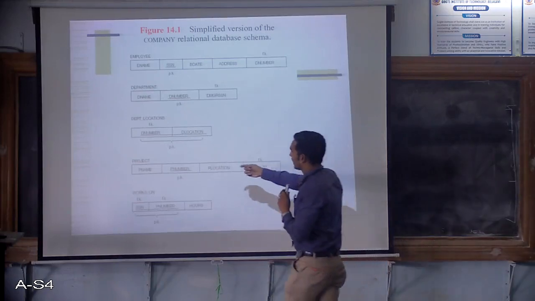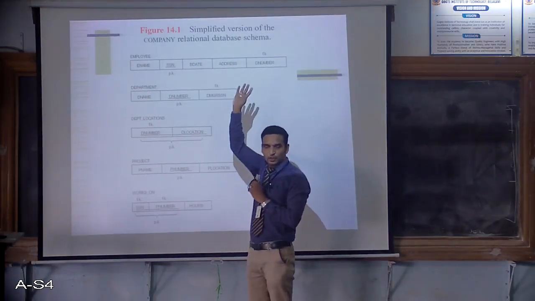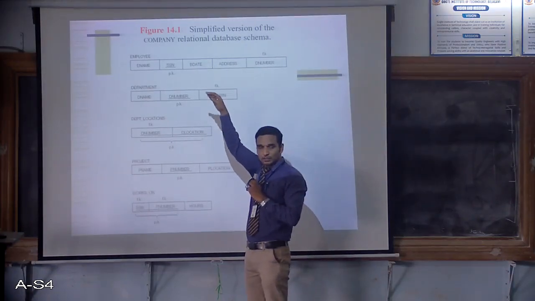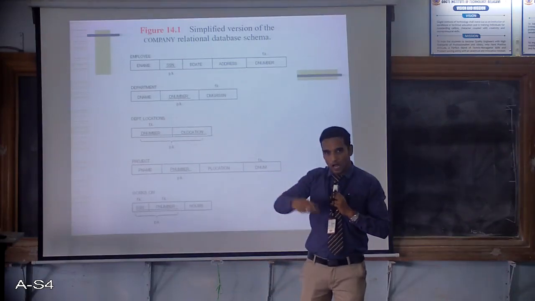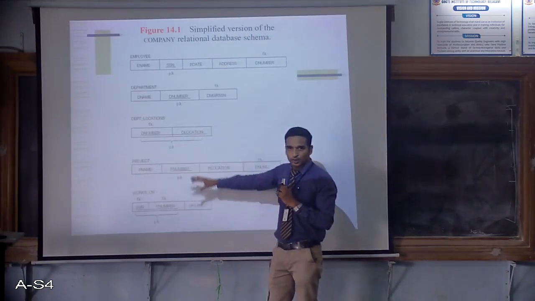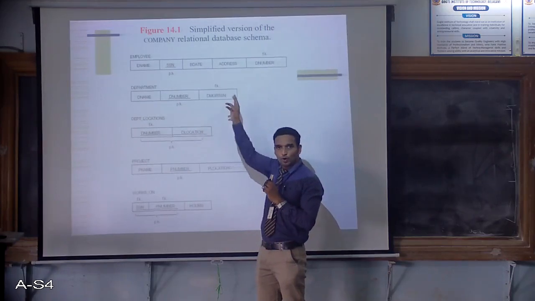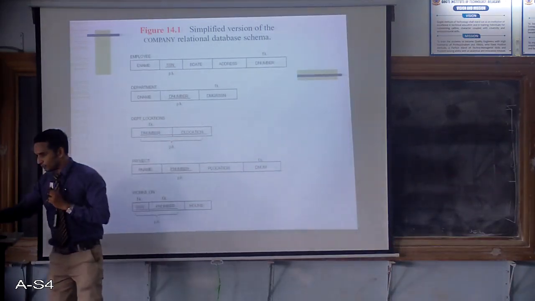You can't put everything, project, department, location, works on, in a single table. This is what it means. You should make sure that entities are kept in a separate table. That is when you are designing an ER diagram. After that, whatever the relations are coming, the relation should be kept in a separate table and you join those two with the help of foreign keys. This is called semantics of attributes.